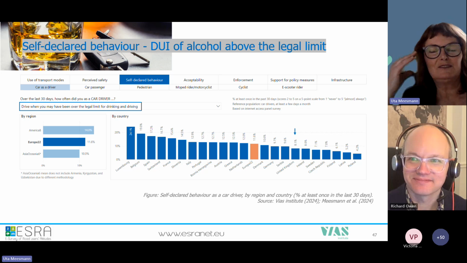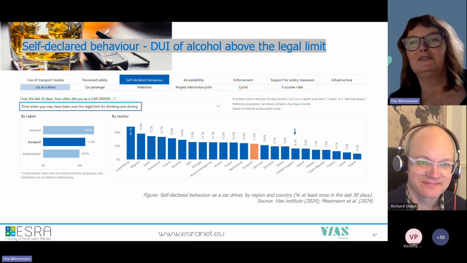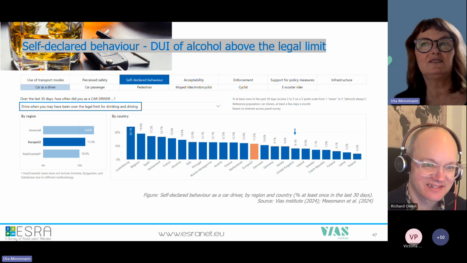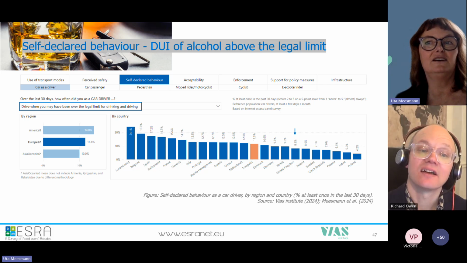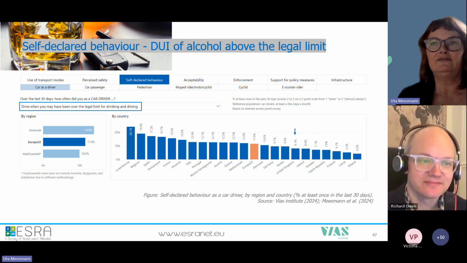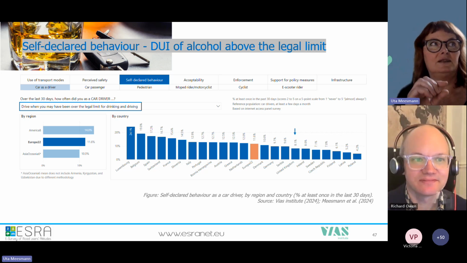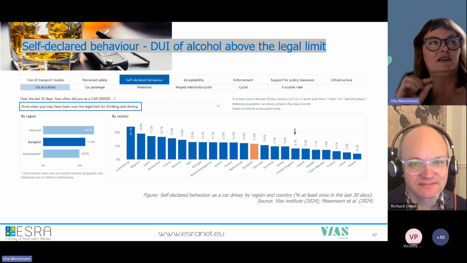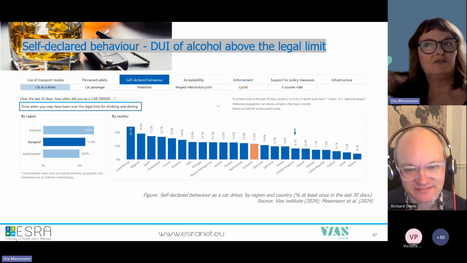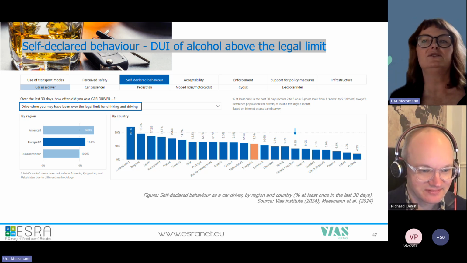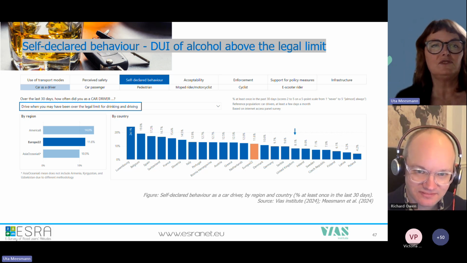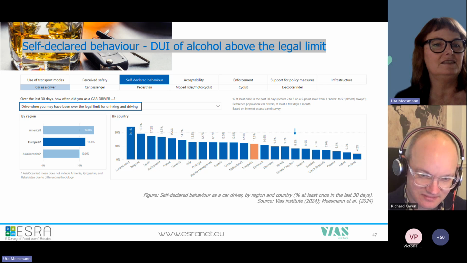And I think something which probably immediately pops up in your head is that this variable is related to the alcohol limit, which is higher in the UK than for many other European countries. But in ESRA, we also have another variable where we asked if the car driver has driven after drinking alcohol, which is also including small amounts of alcohol. And also there, the UK performs better than the European average. You can check that in the dashboard.